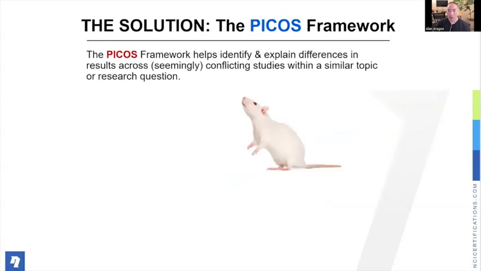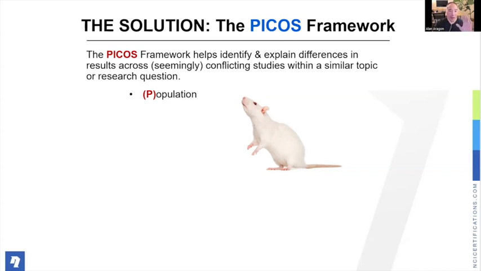So, the way that we can get around that and be able to evaluate studies and make sense of different study results is through what's called the PICOS framework. And this is an acronym that I will go over. So, P stands for population. Population refers to who is being studied.